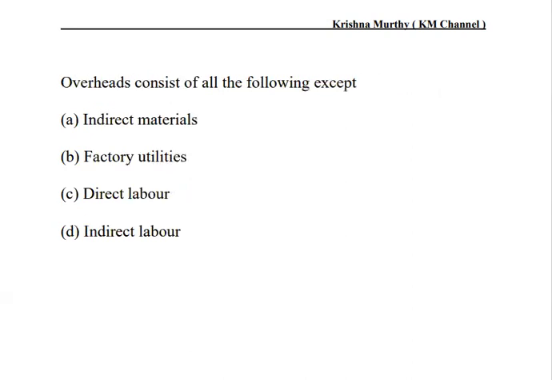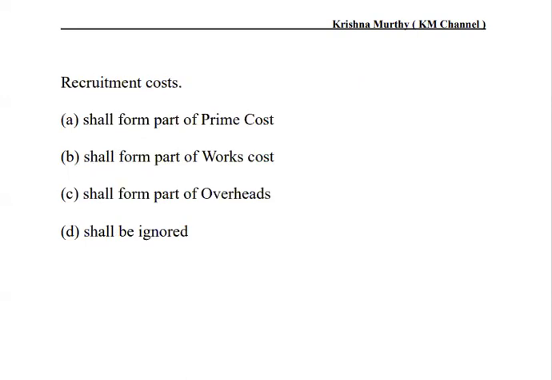Next one. Overhead consists of all the following except: indirect materials, factory utilities, direct labor, indirect labor. The right option will be direct labor. Next one, recruitment cost. First option, shall form part of prime cost. B, shall form part of work cost. C, shall form part of overheads. And D, shall be ignored. The right option will be C, shall form part of overheads.